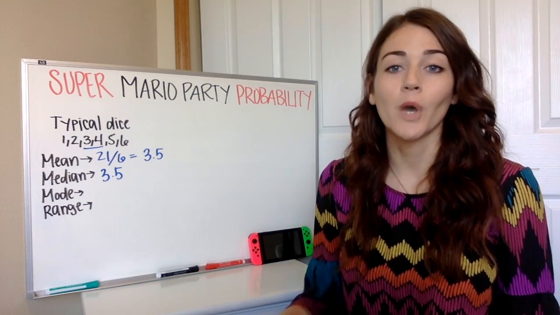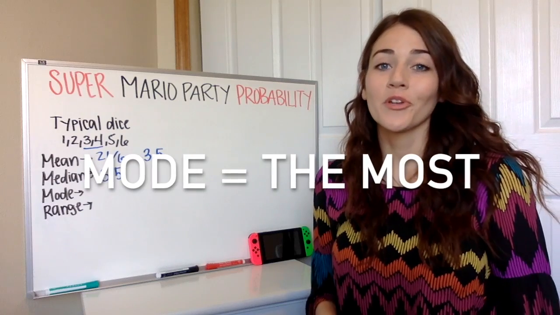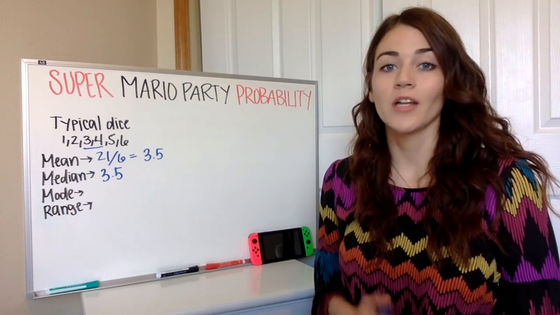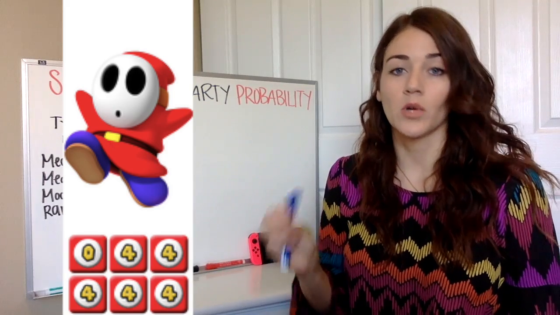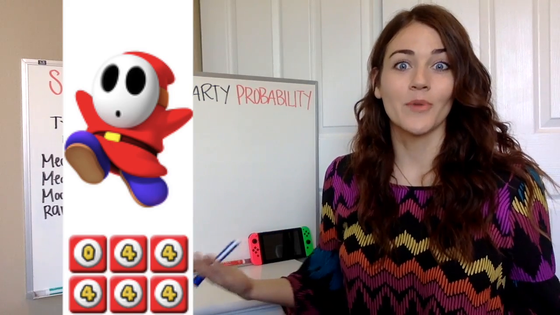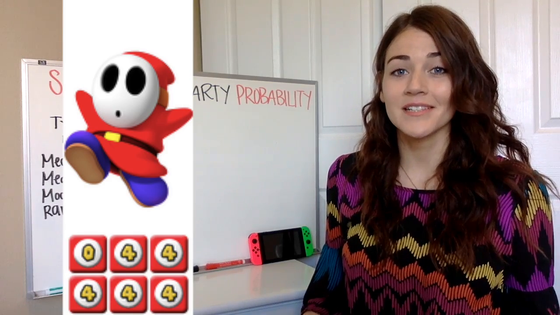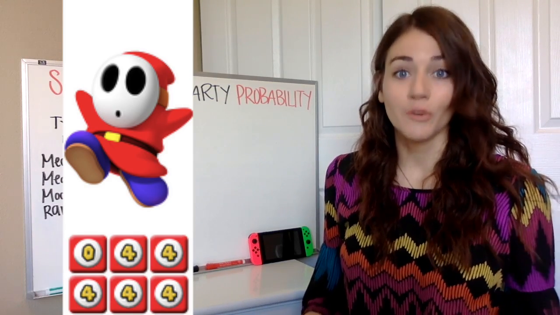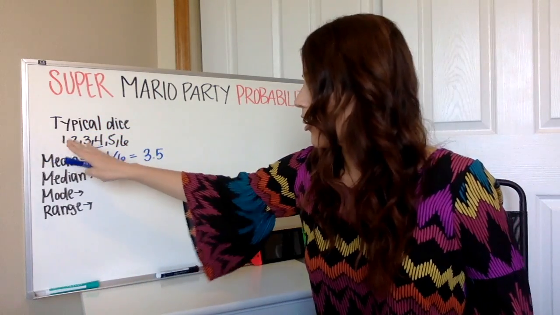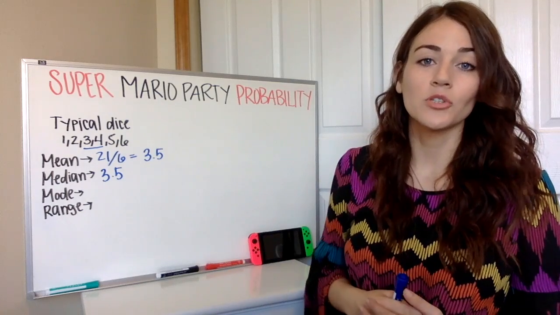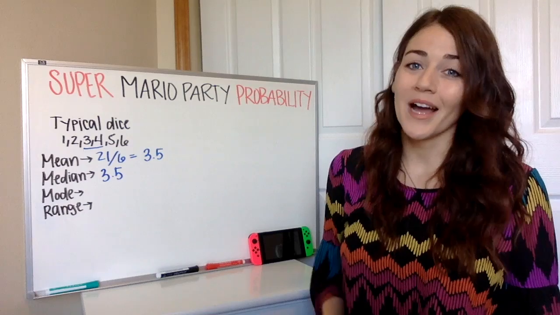Next, we have your mode, which is the one that you see the most. If you're familiar with the game, you might know Shy Guy has a dice, and it's all 4s and a 0. In that case, his mode would be 4. It's the one you see the most. 5 out of 6 of the possibilities are 4. This dice, however, all of those have the same equal chance. There's a 1 out of 6 chance for each of those. So we do not have a mode.